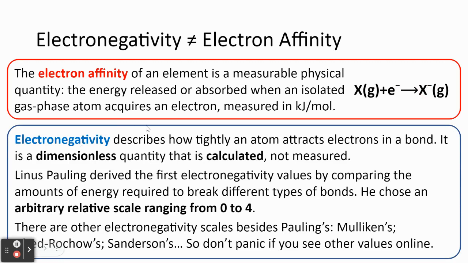Electronegativity describes how tightly an atom attracts electrons. It's dimensionless, and it's a value that is calculated, not measured. Pauling came up with an arbitrary relative scale for electronegativity going from 0 to 4. Now, there are other scales of electronegativity. So if you look them up on the periodic table and you see values that don't match 0 to 4, it's just a different relative electronegativity scale.